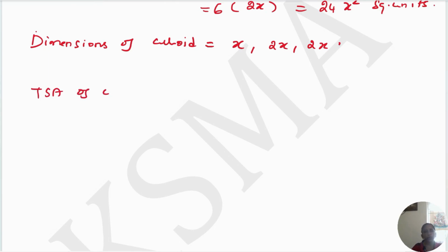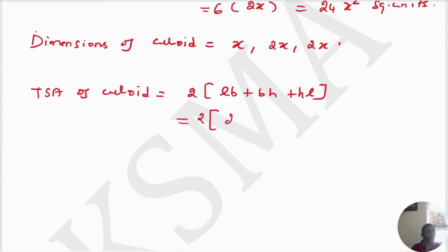So TSA of cuboid now. So 2 times, the formula is LB plus BH plus HL. Substitute your values: 2 into LB, so 2x square, and next is 4x square, then again 2x square. So if I calculate this, it will be 16x square.